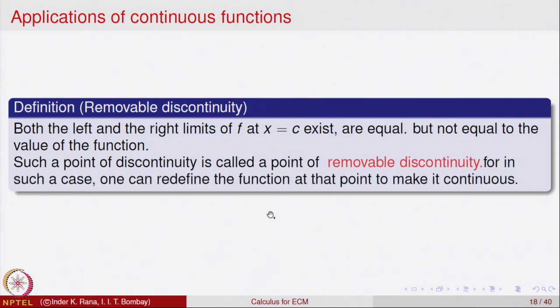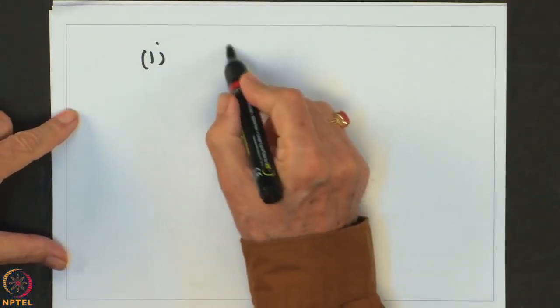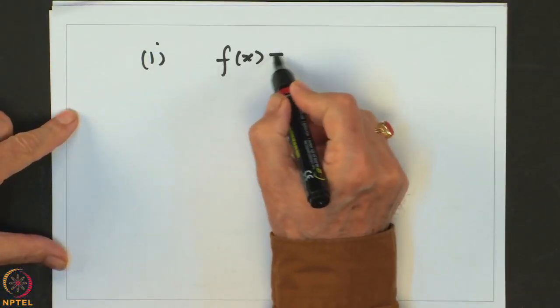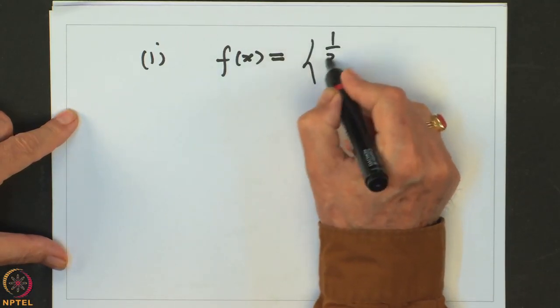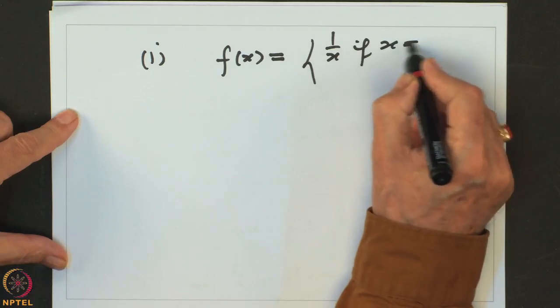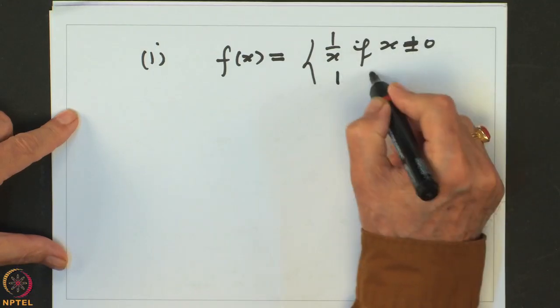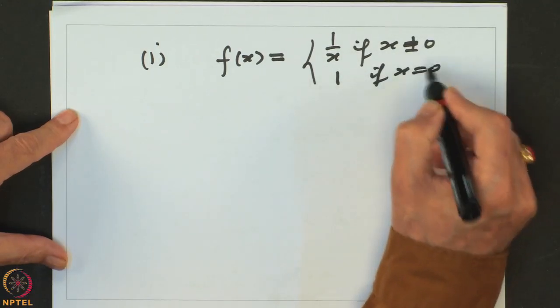Before we go into examples, let me give you some examples of functions where such kinds of discontinuities can come. Let us look at the first one. We have f(x) equal to 1 over x if x is not equal to 0, and 1 if x is equal to 0.